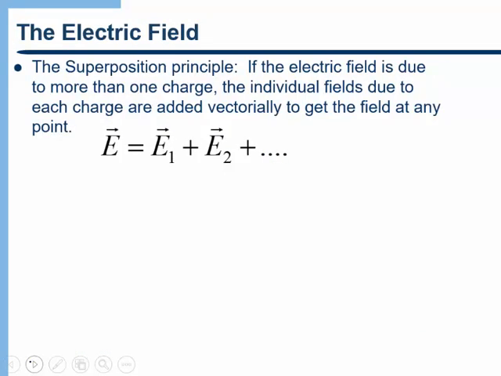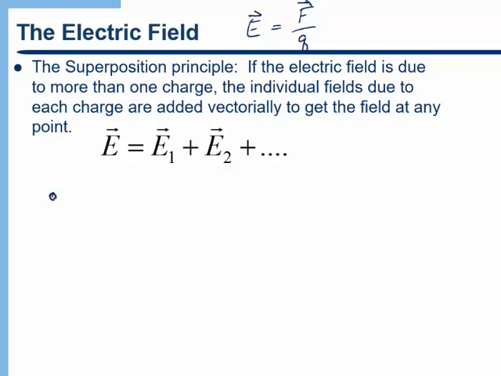Let's talk about the superposition principle. We talked about the superposition principle for forces in our last video. It turns out that since the electric field is so closely related to force, if the superposition principle works for forces, it works for electric fields as well. So let's see what exactly it is we're talking about. Here it says if the electric field is due to more than one charge, the individual fields due to each charge are added vectorially to get the field at any point. So let me do a quick example just so you can see what we're talking about here.